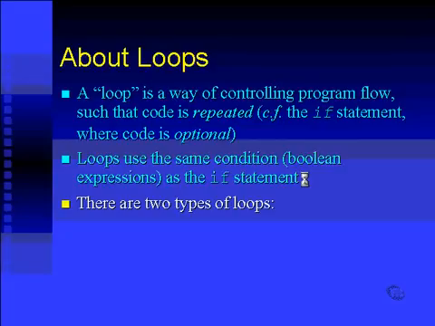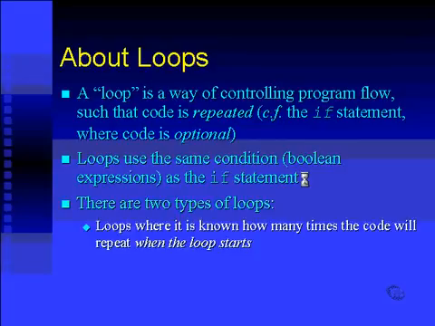And there are two types of loops. Firstly, there are loops where it is known at the time when the loop starts how many times through the loop the code will execute. What does that mean? Imagine a program is executing line by line until it gets to the beginning of a loop. Now, at that point, the program may or may not know how many times through the loop it is going to execute. That gives us the two types of loops.